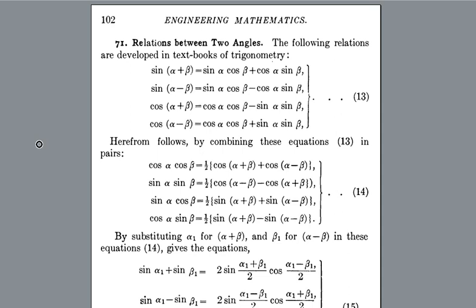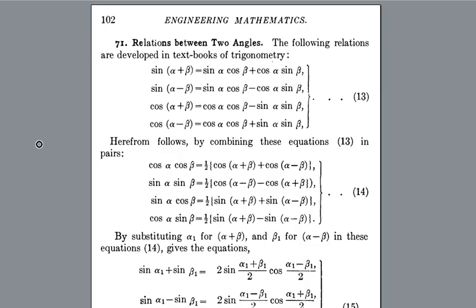The product of the sine of alpha and the cosine of beta equals 1/2 the sum of the sine of alpha plus beta and the sine of alpha minus beta. The product of the cosine of alpha and the sine of beta equals 1/2 the difference between the sine of alpha plus beta and the sine of alpha minus beta.